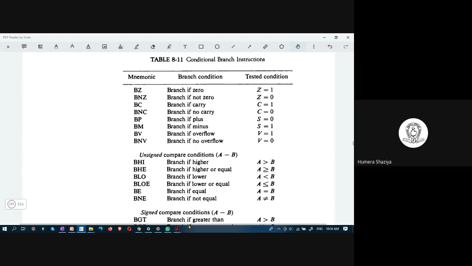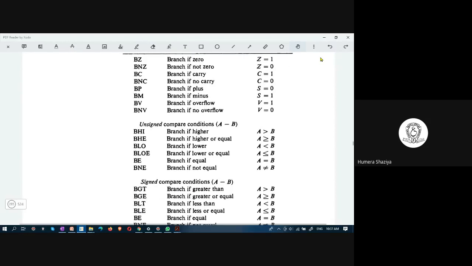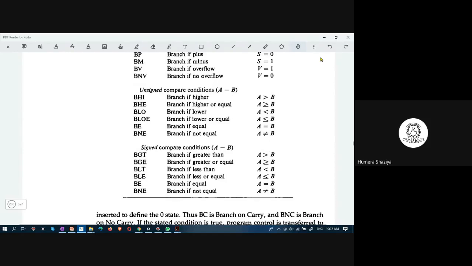Those status bits or condition bits are tested to perform the action based on the result that is obtained from the testing operation. Unsigned compare numbers A minus B. Unsigned numbers you are comparing. Unsigned numbers are those numbers which are all positive. Signed numbers are those numbers which are a mix of positive and negative.